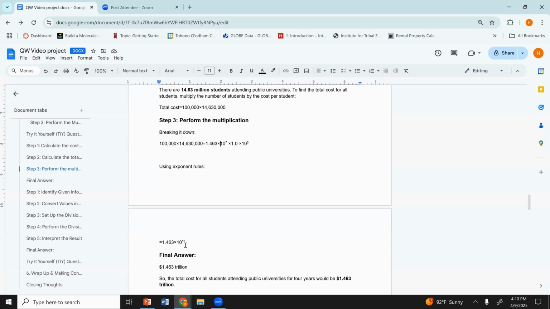So your final answer for the total amount of money you're going to need for all the 14,630,000 is going to be 1.463 trillion dollars. That's what it will cost you.